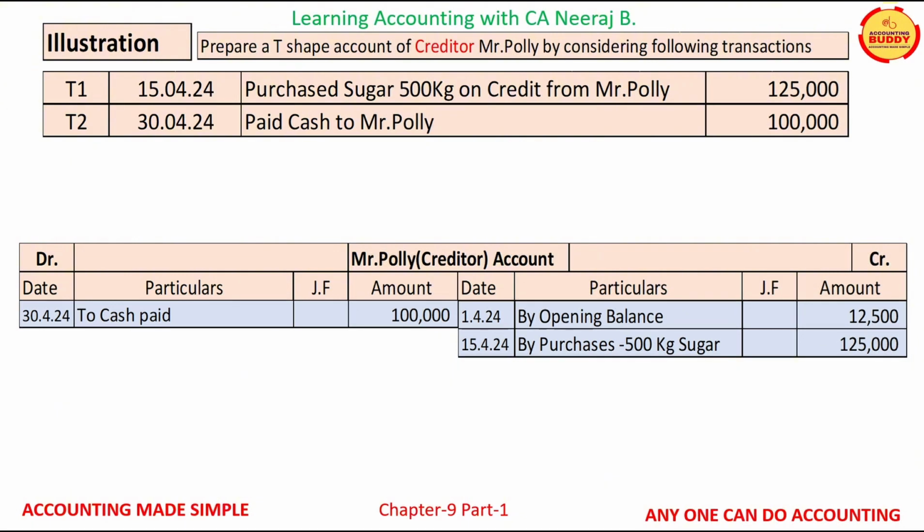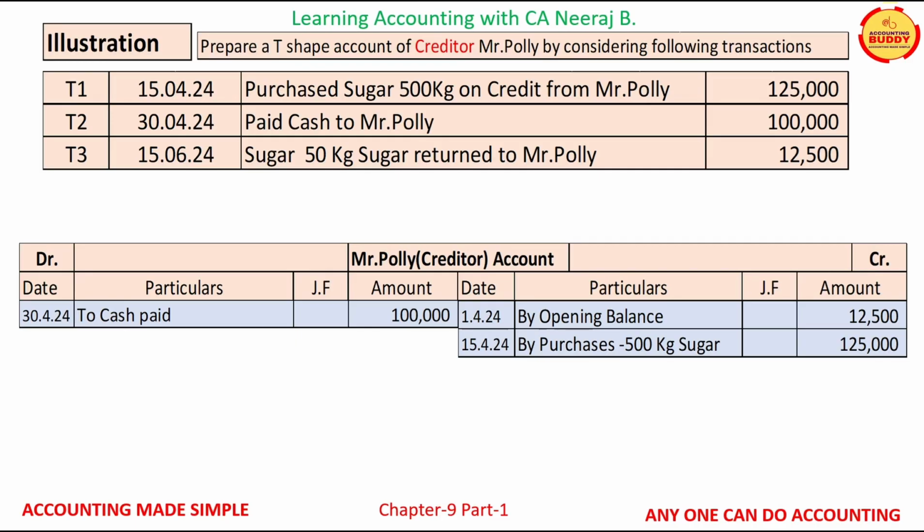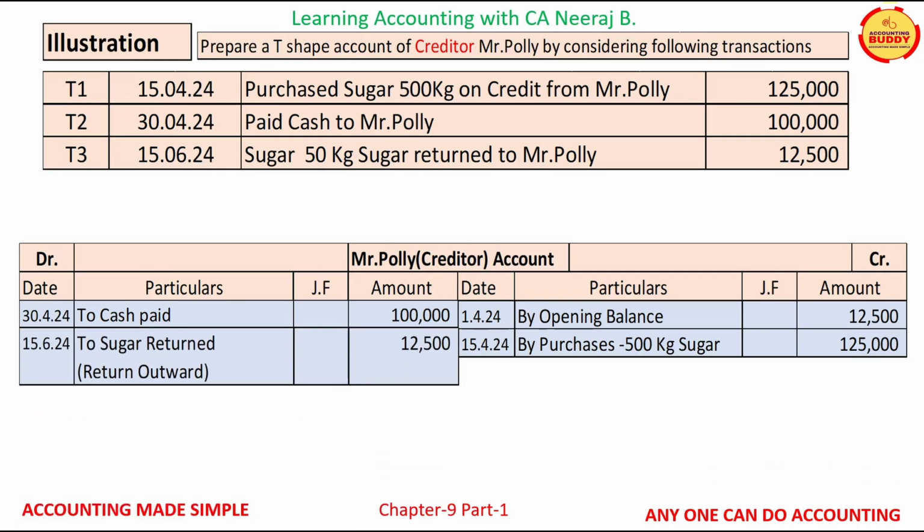Transaction T3 is on 15th of June 24, 50 kg of sugar was returned to Mr. Polly. The cost of the sugar returned is 12,500. Since the sugar worth 12,500 is returned to Mr. Polly, this amount is no more payable to him. Therefore, his outstanding balance will get reduced by 12,500. As per liability account rule, the liability account is debited when it reduces. Thus, Mr. Polly's account will be debited by 12,500.